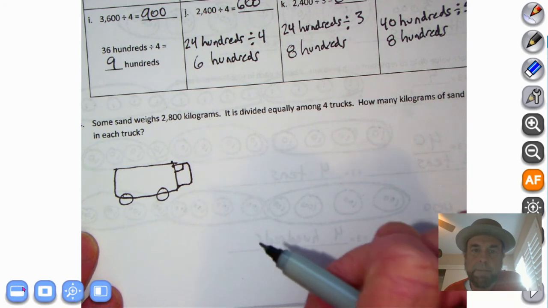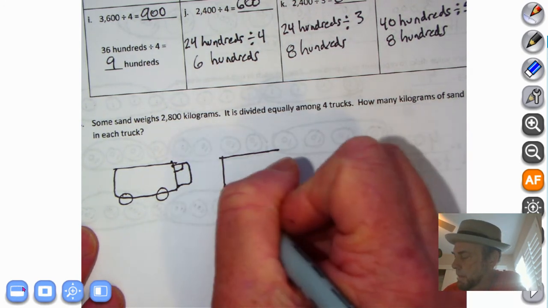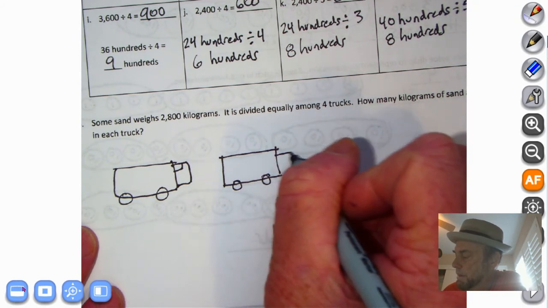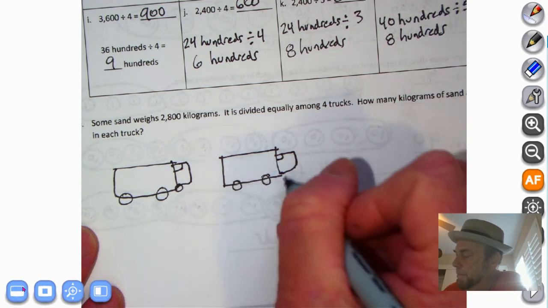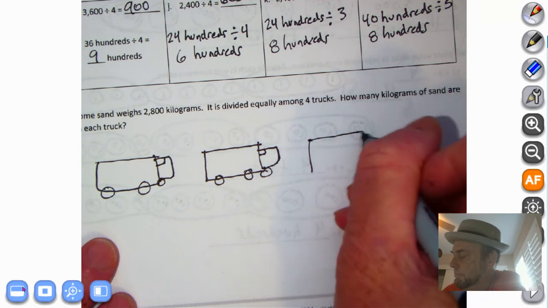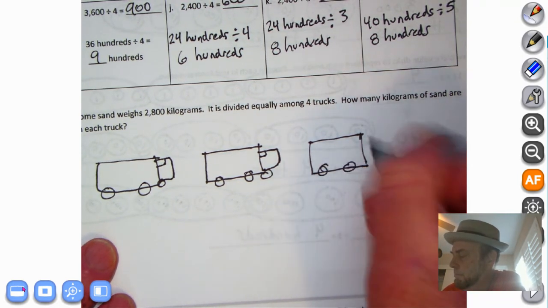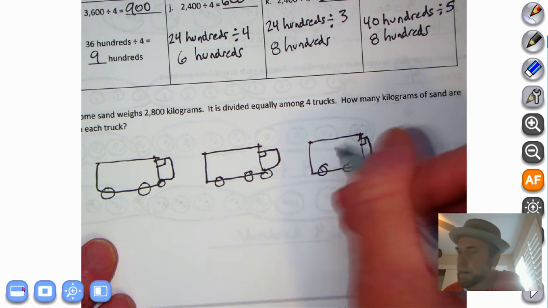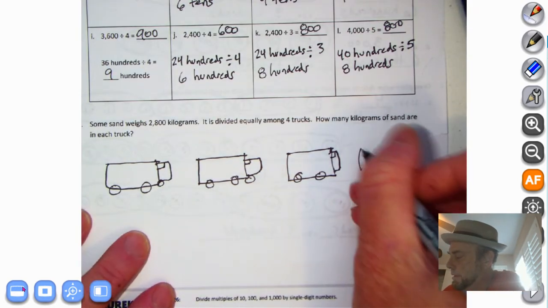There's 1 truck. Yeah, they're not very good trucks, I know. You know, maybe I had a wheel up there too. 2 trucks. 3 trucks, kind of a flat nose one there. And 4 trucks.